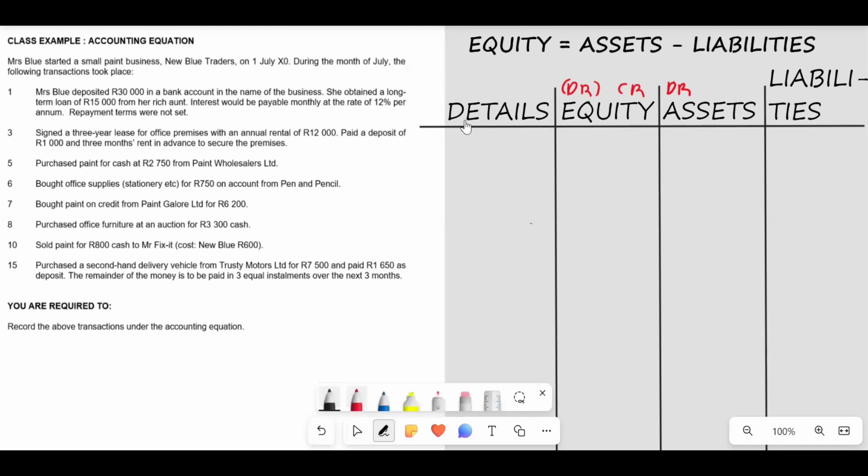Sorry about that. Assets will decrease on the credit side. And as for liabilities, right? Liabilities will increase on the credit side and decrease on the debit side. Okay. So let's dive into the example.